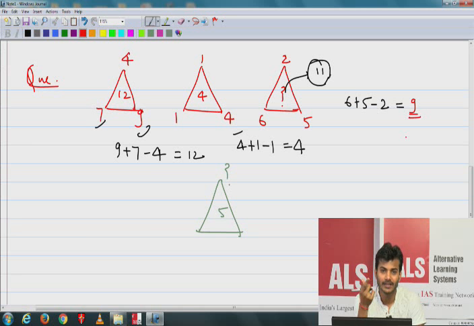Now maybe I can ask you in this manner also. This is 5 given, and this is 6, this is some value. So what is the answer? What should be in place of the question mark? Now how do we solve this? Can you tell me what should come in place of the question mark?